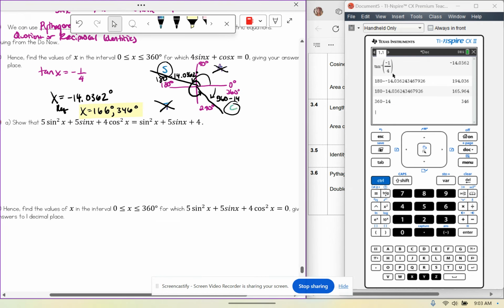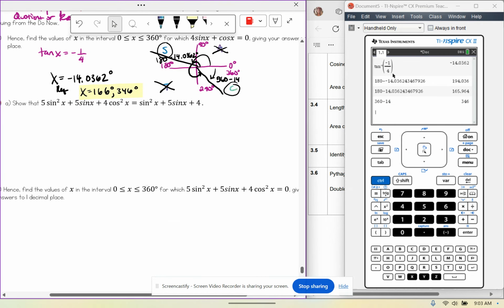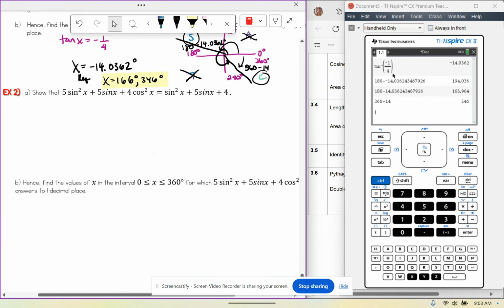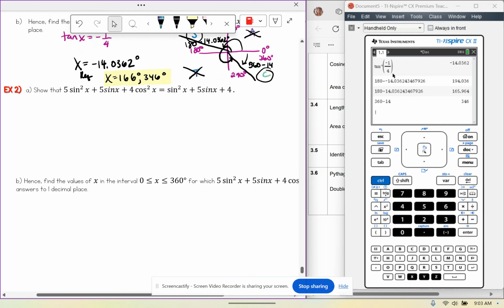Now I have to show that 5 sine squared x. Oh, this is a different question. Thank goodness. I was like, this looks very complicated. Okay. Example number 2, this is a different example. It says, show that 5 sine squared x plus 5 sine x plus 4 cosine squared x equals sine squared x plus 5 sine x plus 4. Okay, so I see a lot of sines, many, many, many sines, and only one cosine, and it's squared.